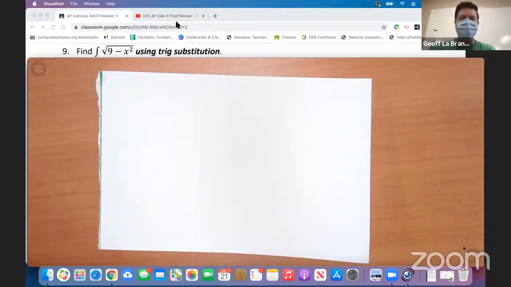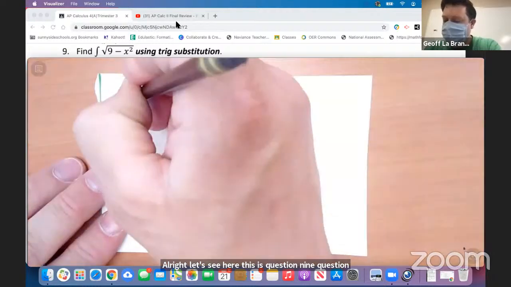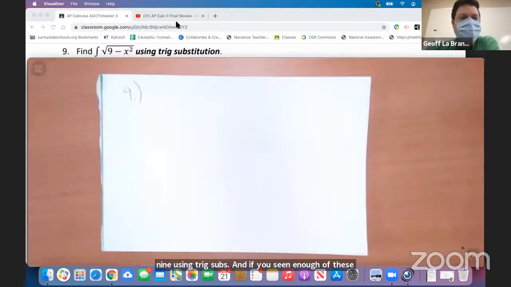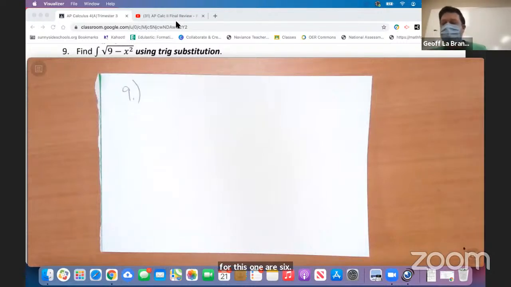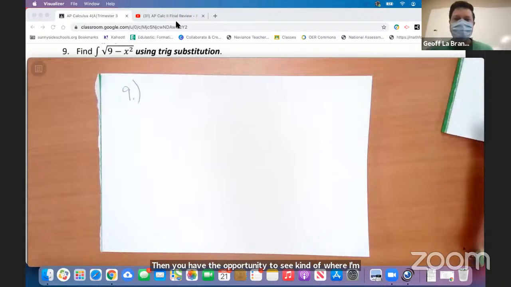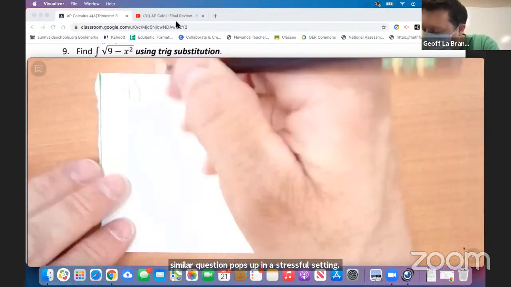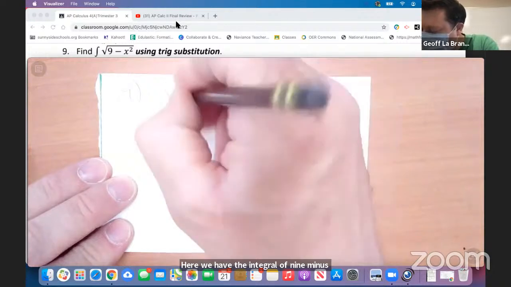All right, let's see here. This is question 9, using trig subs. If you've seen enough of these questions, maybe you've attempted the required standard for this one, R6, then you have the opportunity to see where I'm going with this and know what to expect when this similar question pops up in a stressful setting. Here we have the integral of the square root of 9 minus x squared dx.